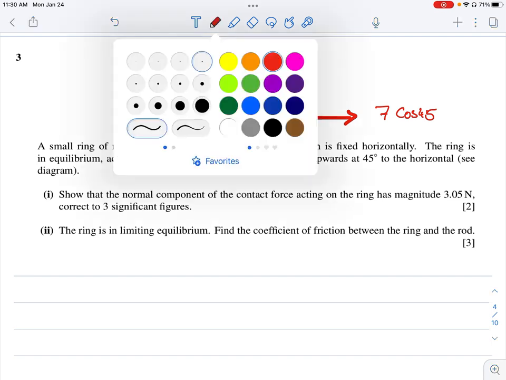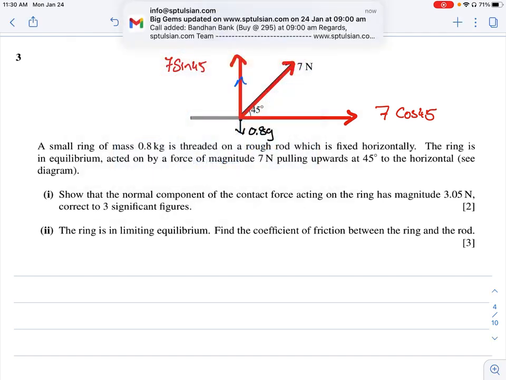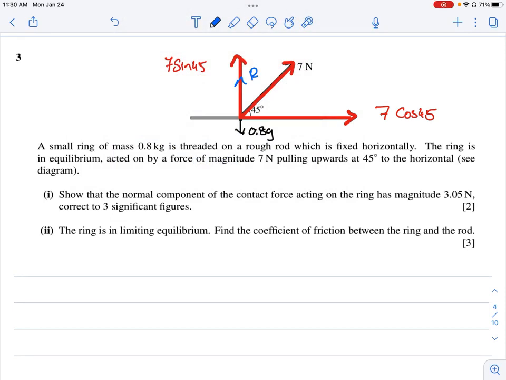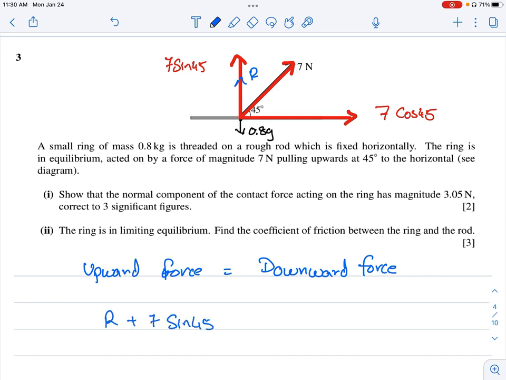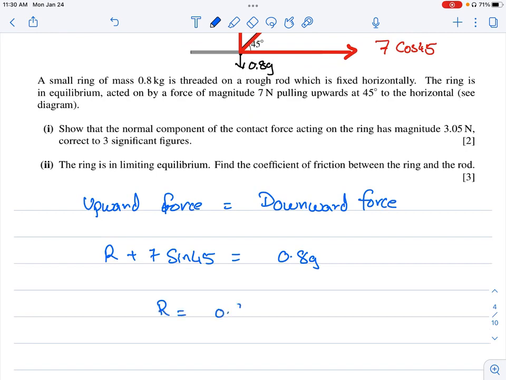Similarly, there is a normal reaction R which is acting upwards. So what am I going to do? Upward force is equal to the downward force. So upward force is R plus 7 sin 45, which is equal to the downward force, 0.8 g. So from here R is equal to 0.8 g minus 7 sin 45. By calculator, you should be able to get, in three significant figures, 3.05 newtons.